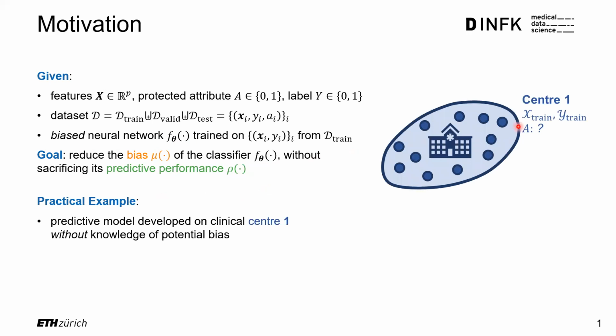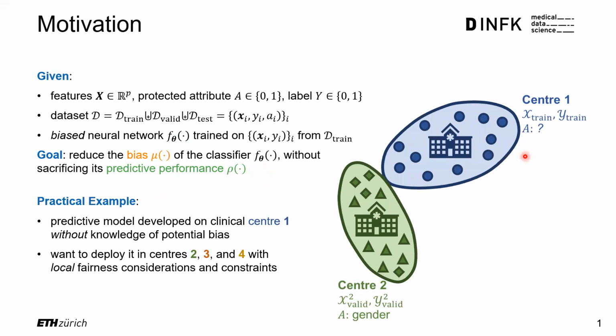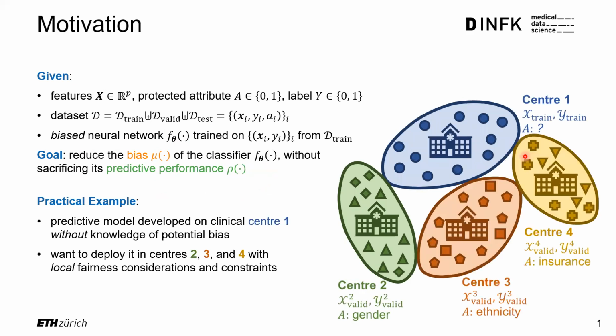In particular, let's say that we develop a neural network-based predictive model based on the data from a hospital that we'll call Clinical Center 1. We train this model based on the training set consisting of features and labels without any knowledge or consideration of the potential biases. Ideally, once we are convinced that the model is good, we would like to deploy it in the external clinical centers, such as Center 2, 3, and 4 here.